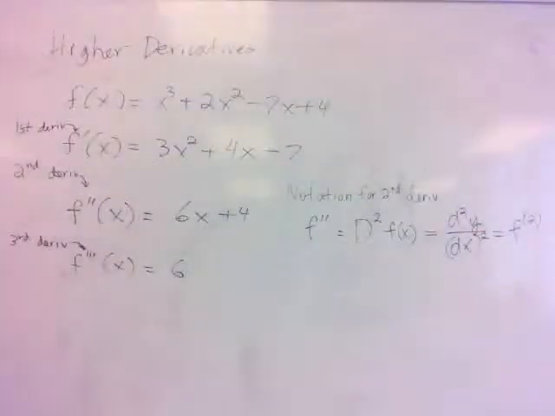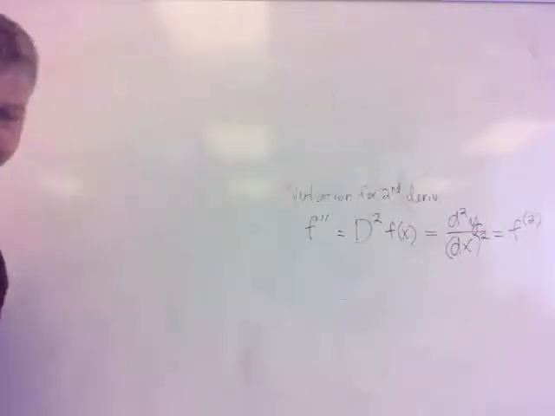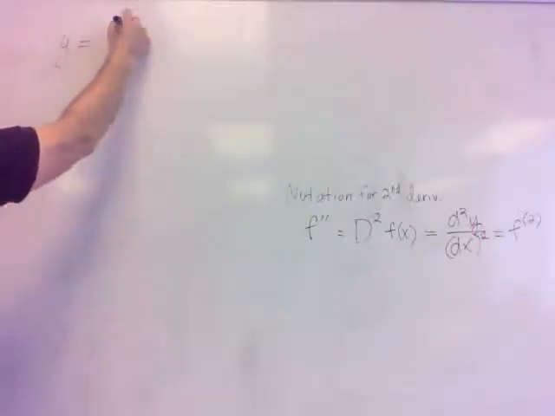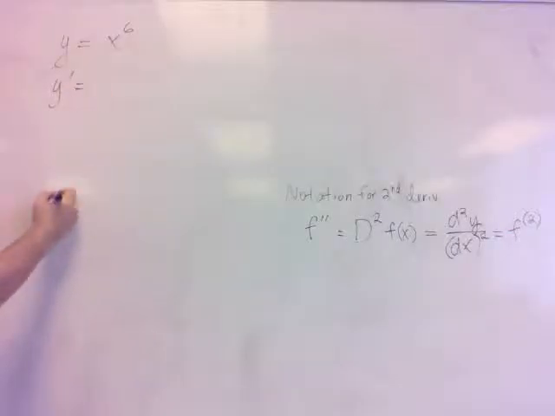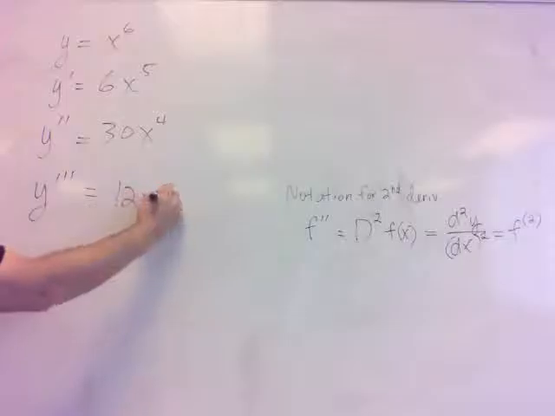I don't know that they'll have you do one, but let me just give you another example here real quick. All right, so we've got y equals x to the 6th. What's y prime? 6x to the 5th. What's y double prime? The derivative of 6x to the 5th, 30x to the 4th. Y triple prime? Well, it's the derivative of 30x to the 4th, 120x to the 3rd.